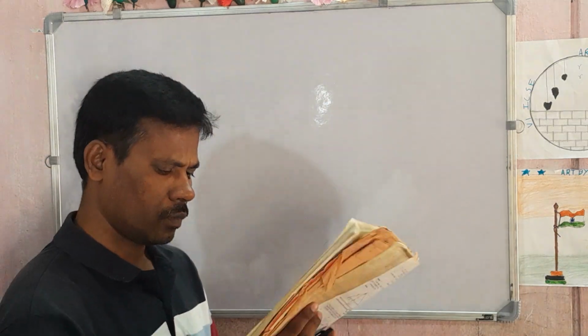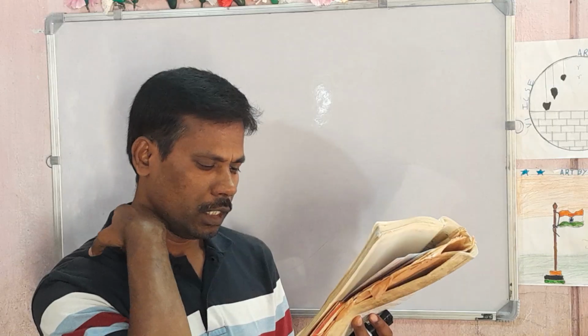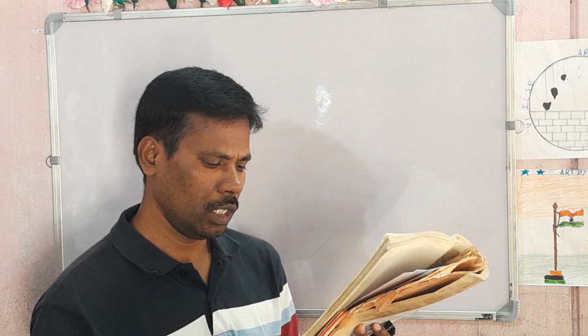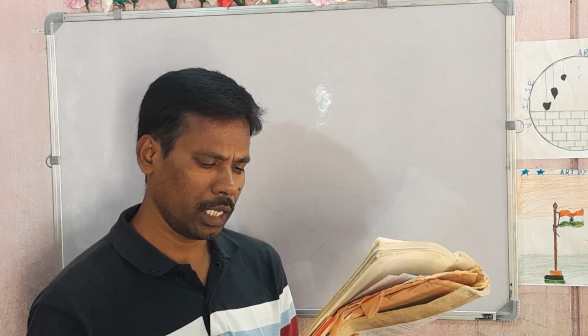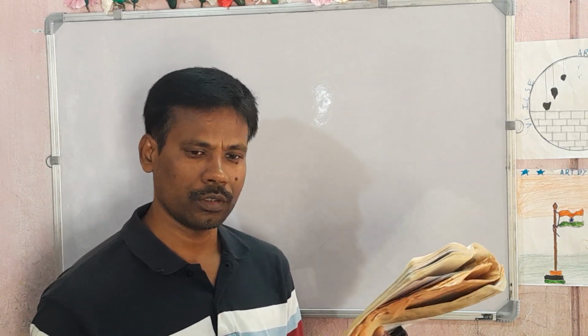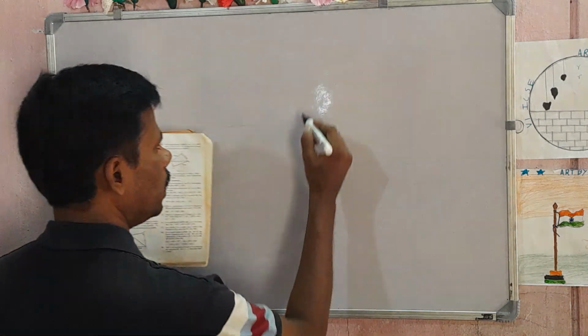Next one. ABCD is a quadrilateral in which angle A is equal to angle D is equal to 90 degrees. Angle A and angle D are equal to 90 degrees.